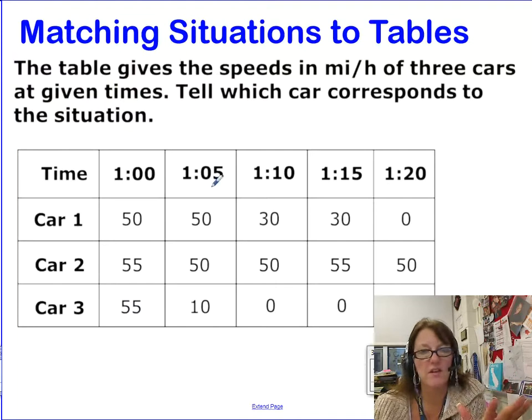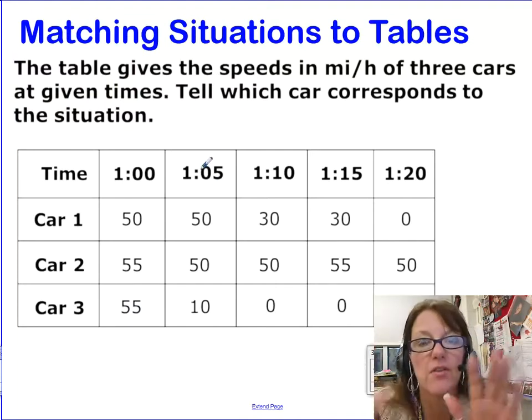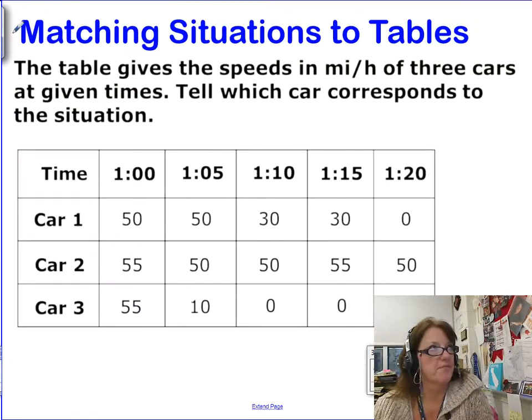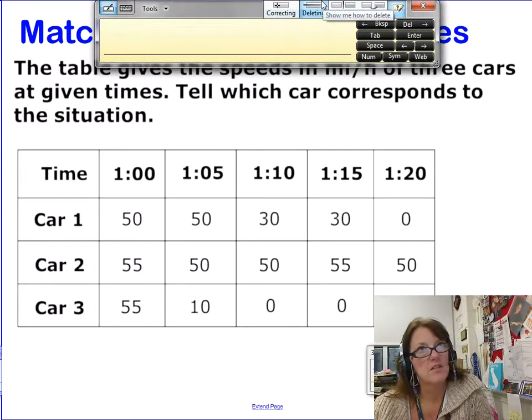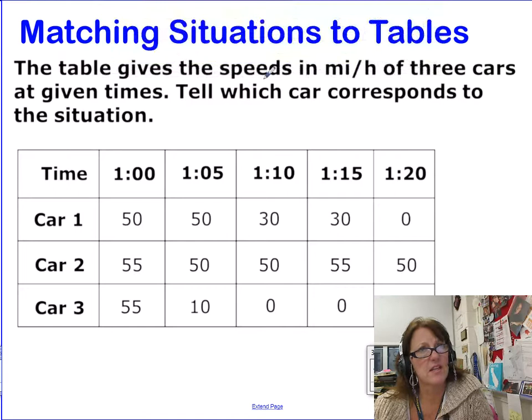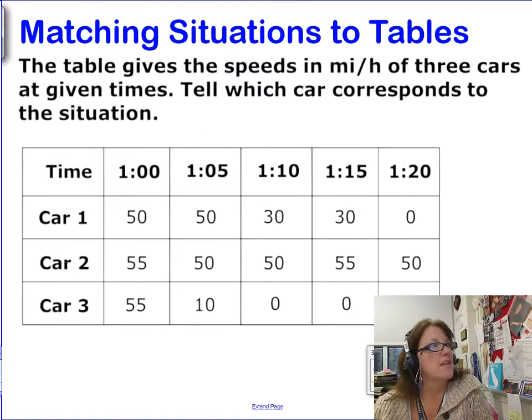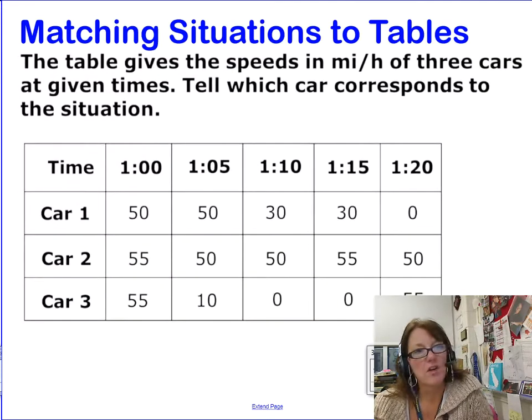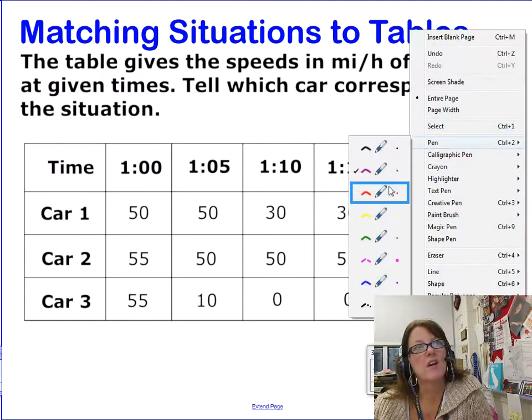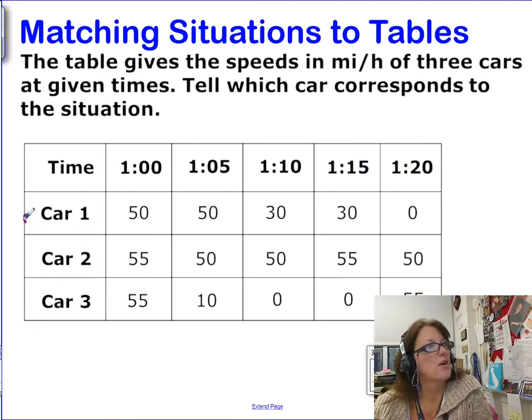Now, there's a whole lot of stuff on this screen, so stop freaking out. Here's what I want you to write down. This top part, the heading, where it says matching situations to tables. So put that up at the top, okay? And the only other thing I want you to write down is right here for car 1, car 2, and car 3, okay? Car 1, car 2, car 3.